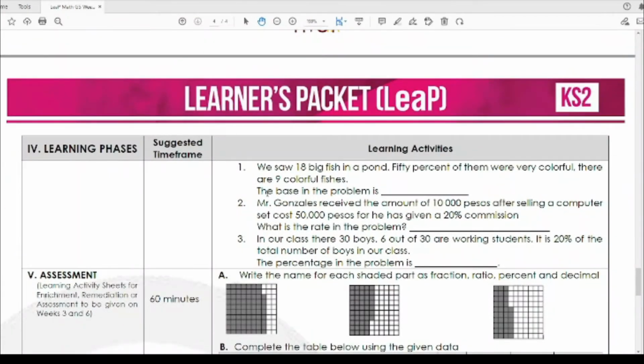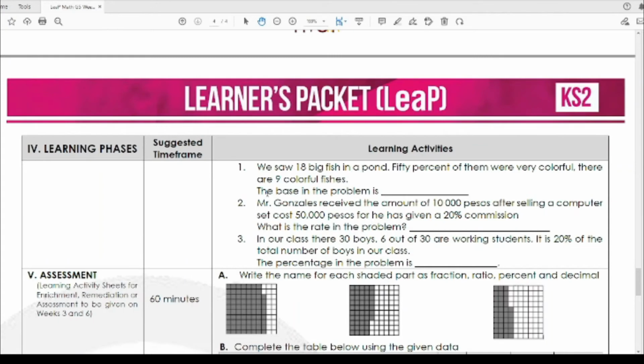Number 1. We saw 18 big fish in a pond. 50% of them were very colorful. There are 9 colorful fishes. The base in the problem is... Okay, put your answer in the blank.